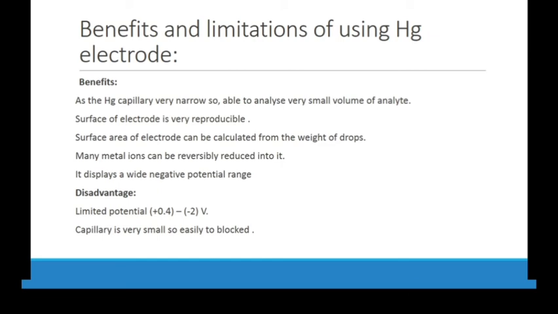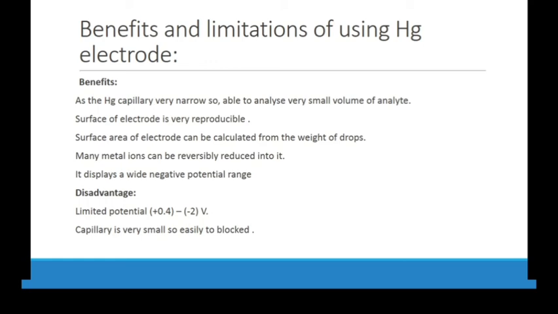The surface area of the electrode can be calculated from the weight of the drop. So you can calculate the surface area through the weight of the drop. Many metal ions can be reversibly reduced into it. This we already discussed. So it displays a wide negative potential. So it has a wide potential.